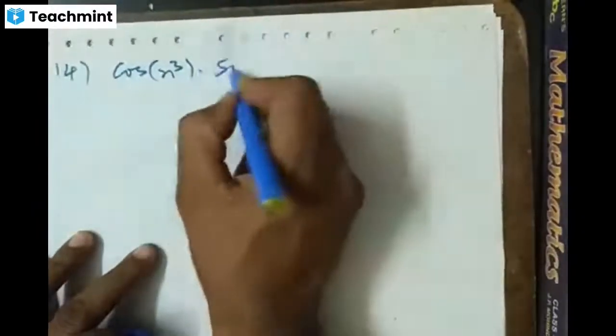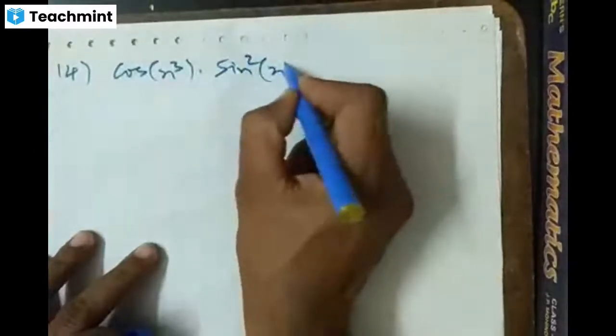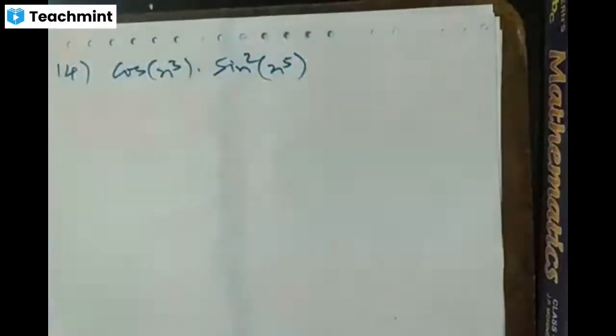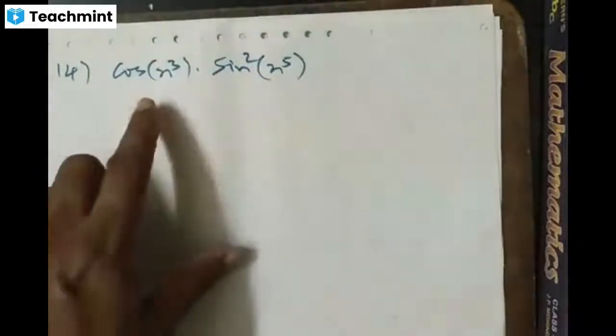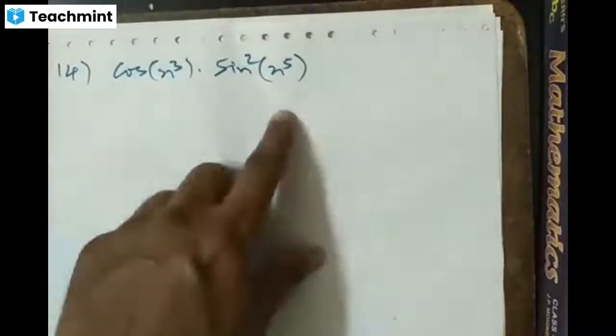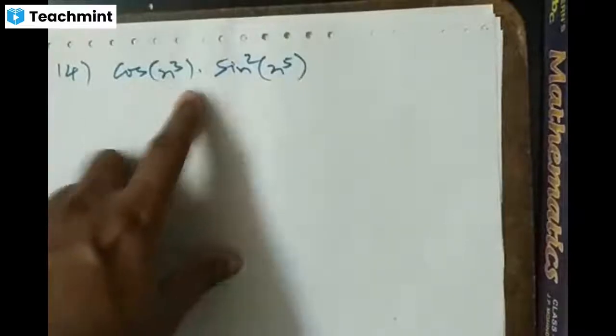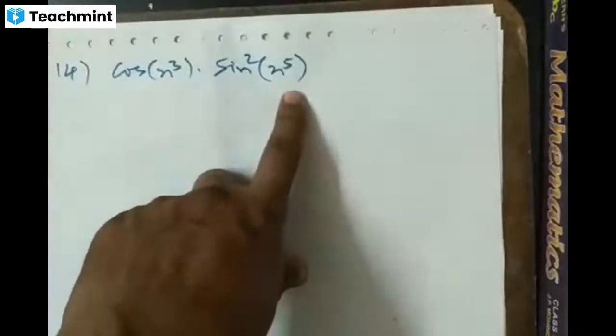14th. So the given function is cos of x cube into sine square of x power 5. See, the given function is a product of two functions, right? One is cos of x cube, another one is sine square of x power 5.